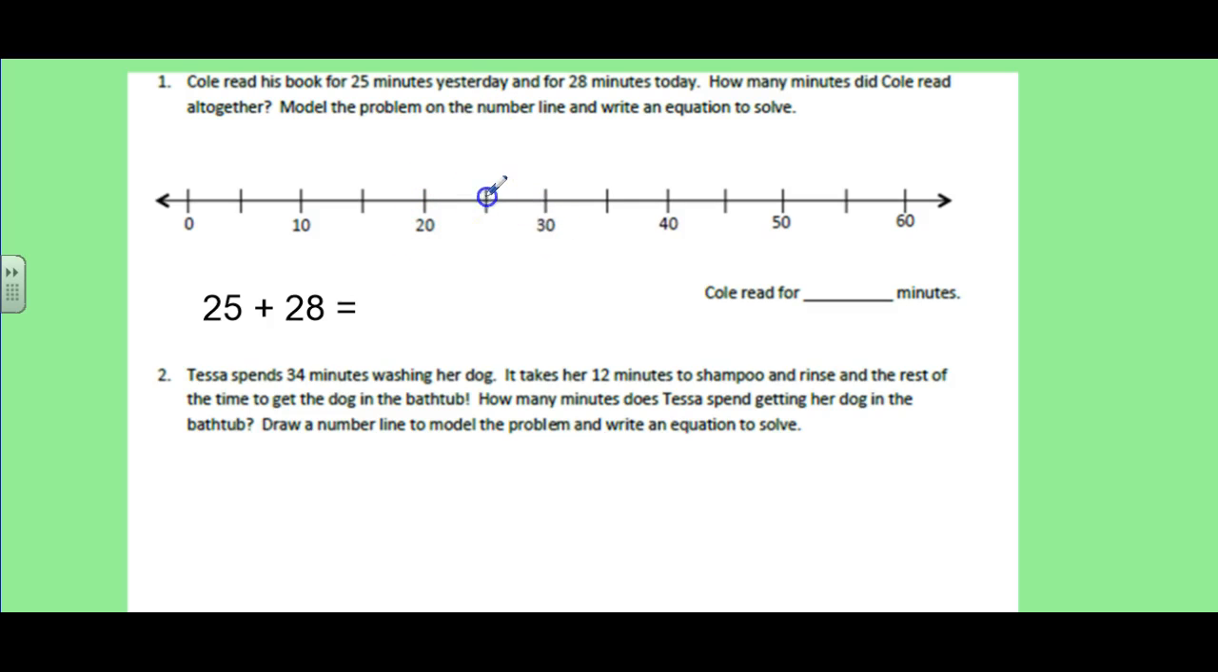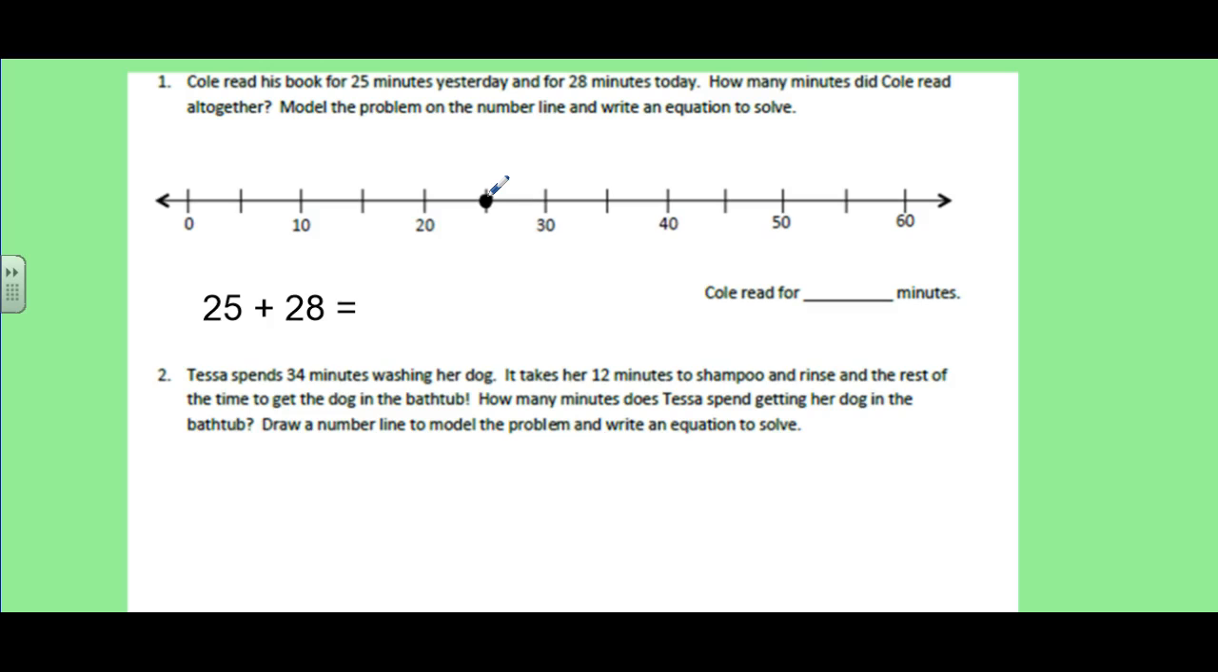So I want you to draw a point right here to show this is where he started. He read 25 minutes yesterday, so this is what he read yesterday. And then we're going to have to add 28 minutes for what he read today. So we know that we can skip count by 5s until we get closest to 28, and that will take us to 25, and then we'll just have to add 3 more so we can get to 28.